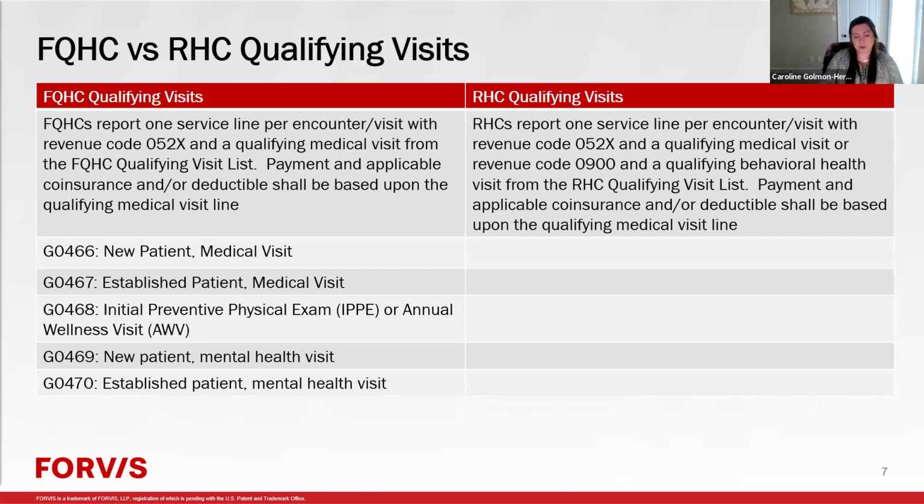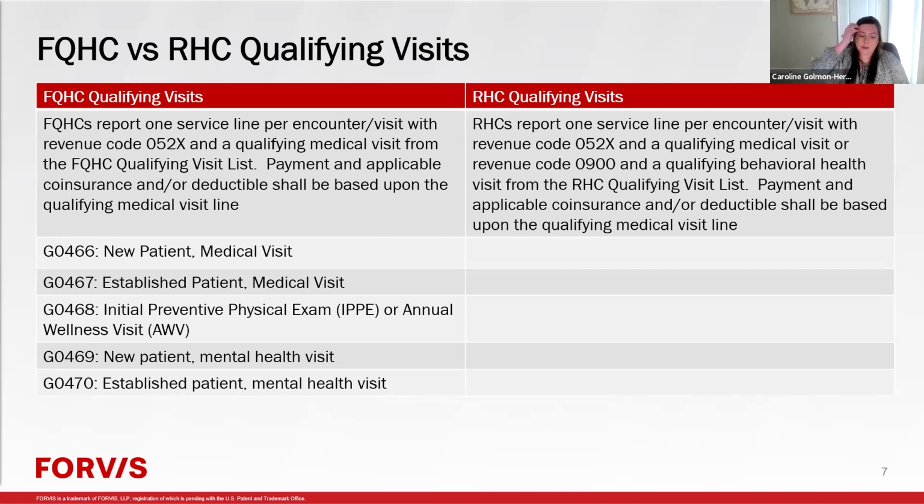An example of what those FQHC payment G codes are, just a few snips here. So the G0466 would be that new patient medical visit. The G0467 is an established patient. You do have a specific FQHC G code for your IPPEs and AWVs, G0468, and then they do offer G codes for mental health visits. So again, delineated out between new patient and established patient between the G0469 and the G0470.